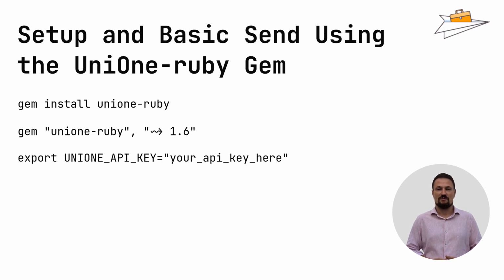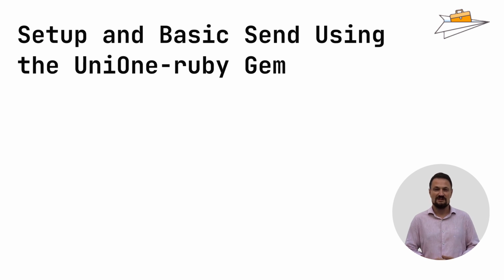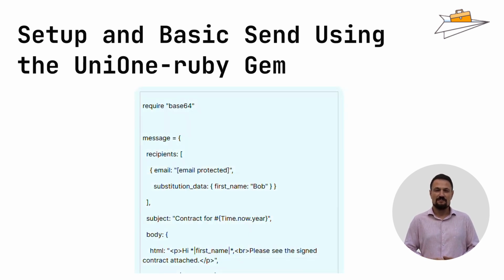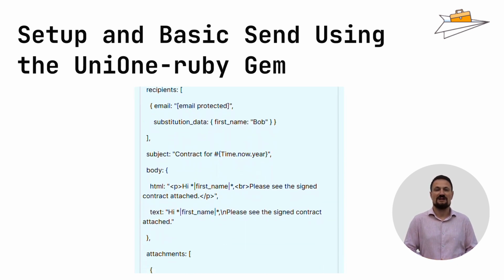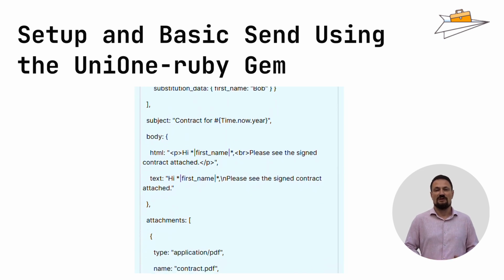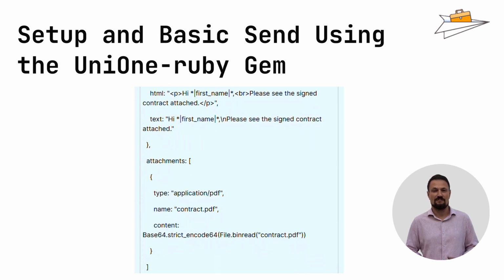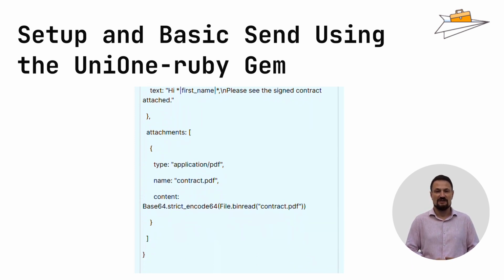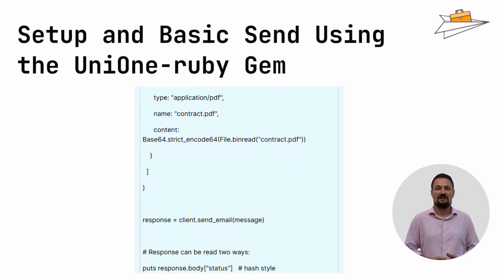Now create a client in your Ruby code by requiring the gem and initializing the client with your API key. You can also set optional parameters like the API hostname, timeout, logging, and how the key is sent. To build and send an email, use this code example. The message data includes recipients, subject, body with both HTML and plain text parts, and attachments encoded in base64. You pass this data to the client's send email method. The response you get back is a parsed JSON object. You can access the status and message ID either as a hash or dot notation.